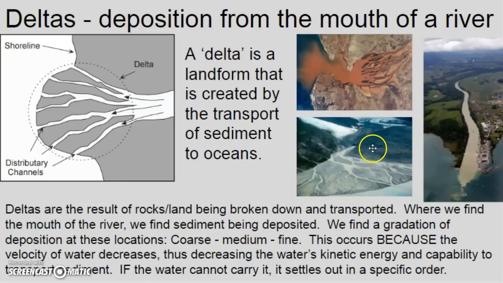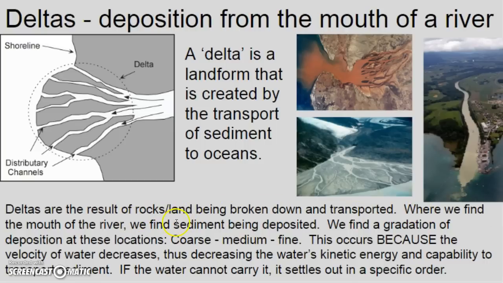Here's a picture of kind of a steeper slope from a mountain directly to a body of water. And this would be another picture of a delta. And then here's another picture just illustrating that sediment is carried in the water. So I'm just trying to emphasize that water is doing a lot of transport of sediment. The deltas are the result of rocks and land being broken down and transported.